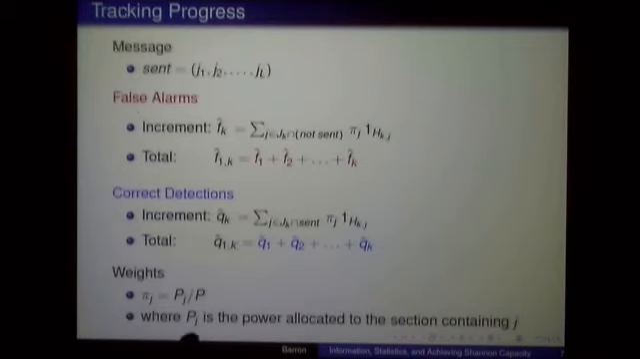And there are some simplifications that make things easier. So when we track the progress, we have sent, which is J1 through JL. Those are the indices of the terms actually sent. False alarms occur when terms not sent produce test statistic values above threshold, and there's a total fraction of false alarms that occurs. Notice we take weighted sums. Those pi_j's come from the power, the normalized power associated to the section that j is in.